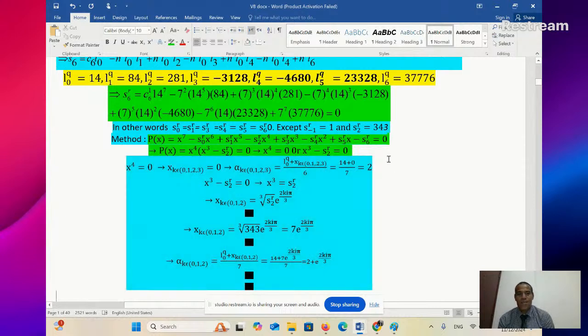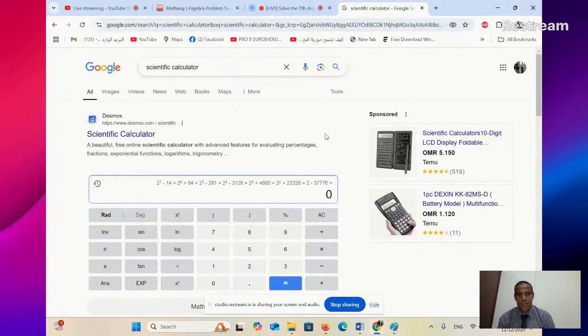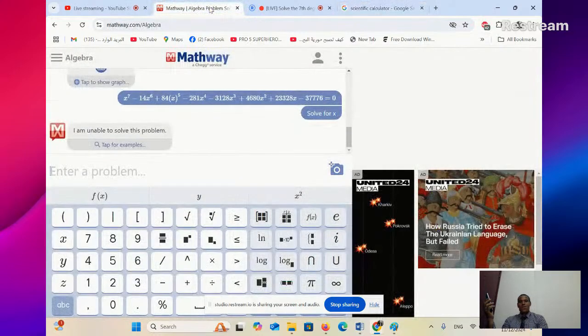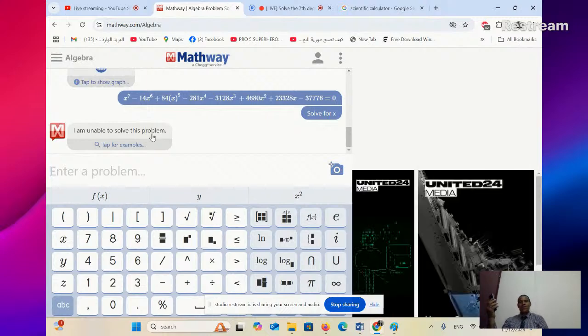This is Mr. Murad Sultan Ezouidi, the Tunisian mathematical researcher. So you see, we used a calculator and we used our method, and we obtained the solution first, and Mathway said I am unable to solve this problem. This is your mathematical teacher, the Tunisian researcher Murad Sultan Ezouidi.